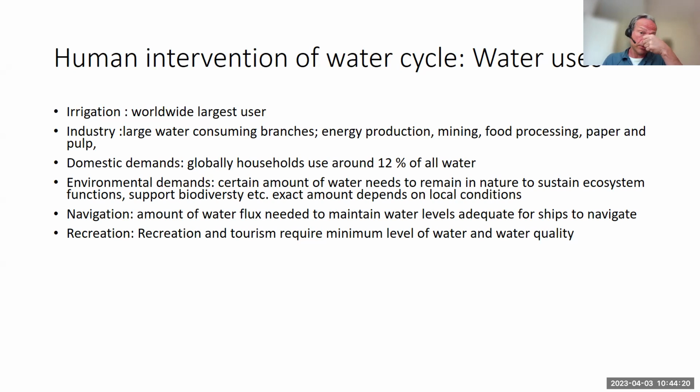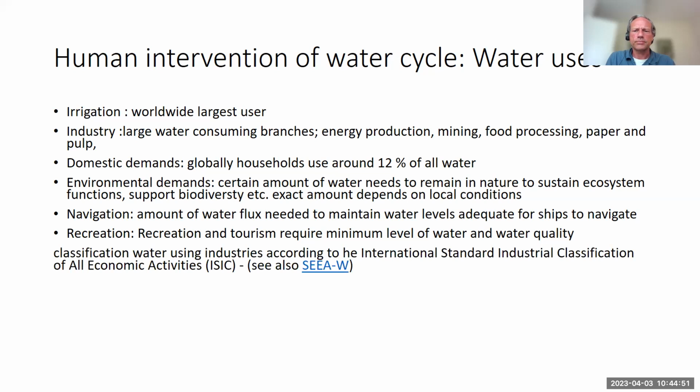We should also think of nature itself as a water user, demanding water. If nature is not getting enough share of the water cycle, it is having huge damages. Navigation, that means the water remaining in a river at a given time, is an important water user. Recreation, tourism, of course, and you could add more types of water uses to that.